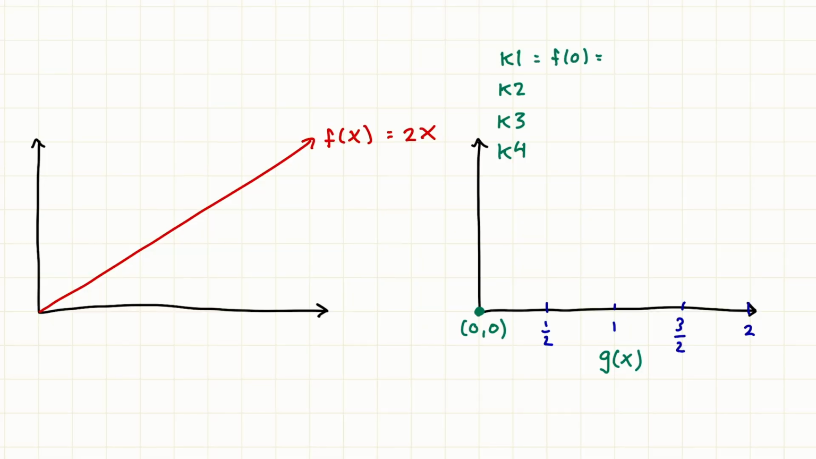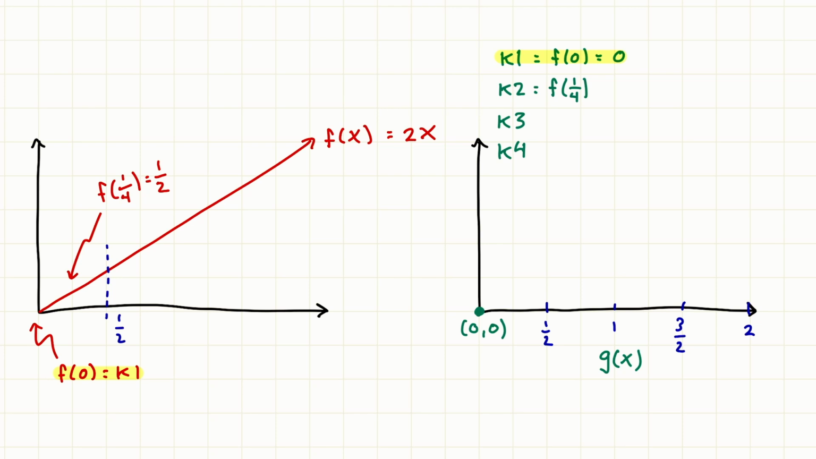k1 is equal to the slope at 0. f of 0 is 0. k2 is equal to the slope halfway between 0 and 1/2. So k2 equals f of 1/4 equals 1/2. For the purposes of this video, k3 is equal to k2. Finally, k4 is the slope at 1/2, the end of our interval. f of 1/2 equals 1.